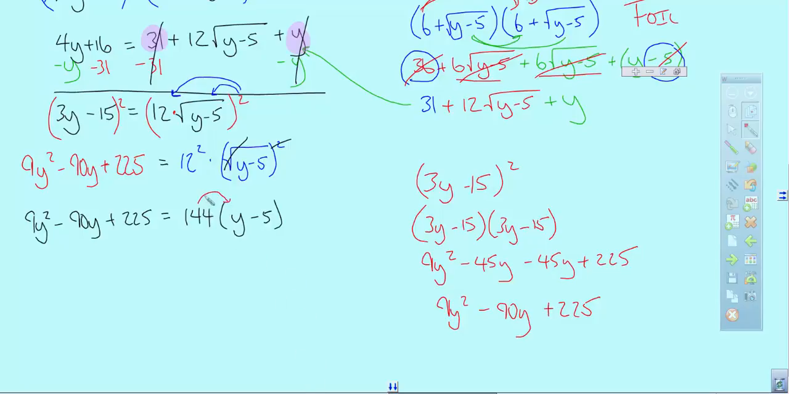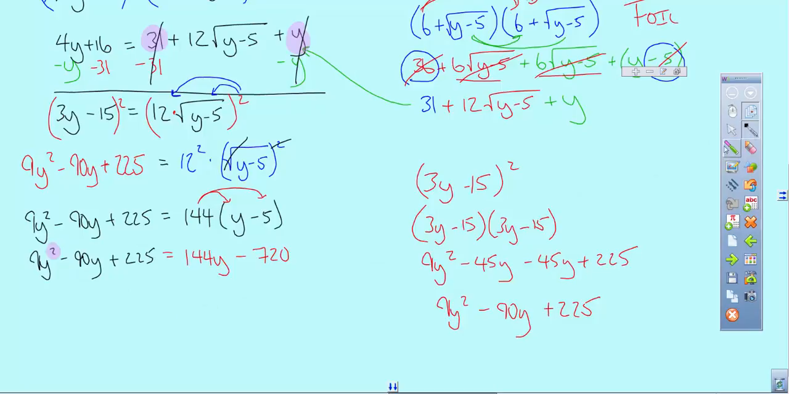I distributed property of that guy right there, so that gives me 144y minus, let me pull out my calculator, 144 times negative 5 is negative 720, excuse me. I'm a good housekeeper. I bring down what I haven't used yet. 9y squared minus 90y plus 225. So now this is back to where we've been towards the beginning of class. I'm looking at this guy. I see that I have a quadratic. I see the squared right here.